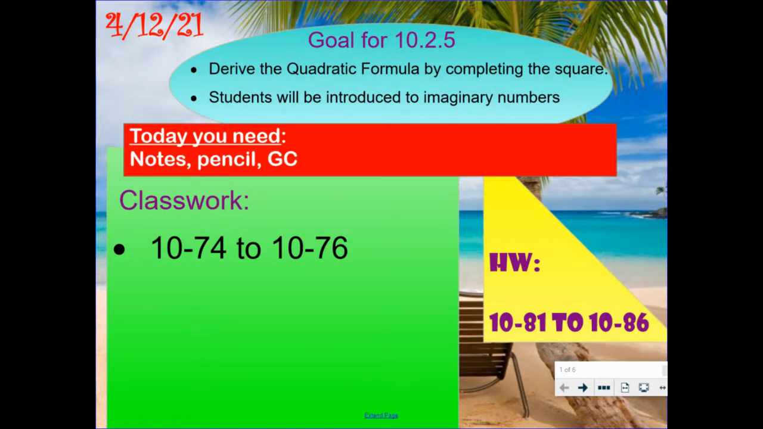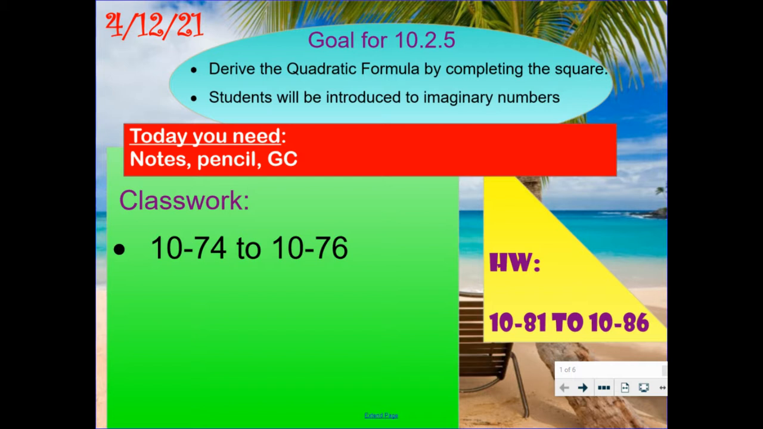A couple reminders before we get started with 10.25 for today. You do have a homework quiz on Tuesdays. So tomorrow, Tuesday, 10.25, like I said in class last week, this will not be on the homework quiz. However, we're going to cover some important information today.